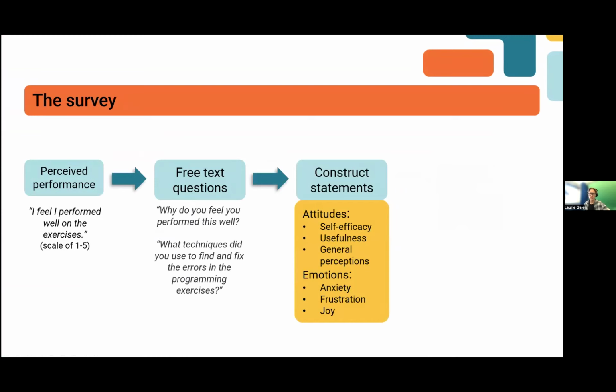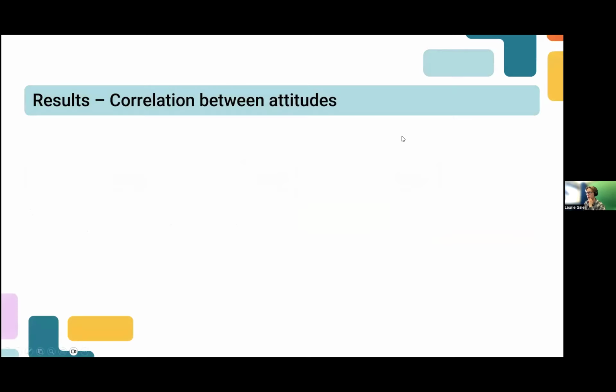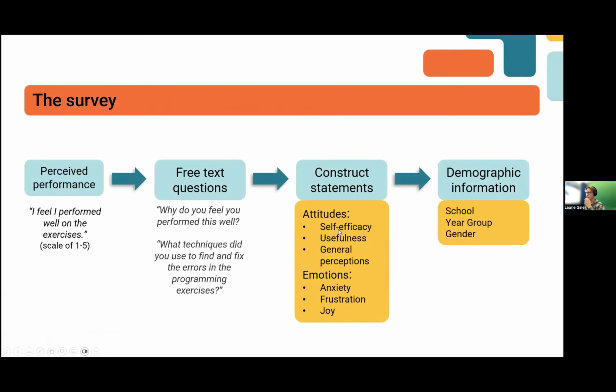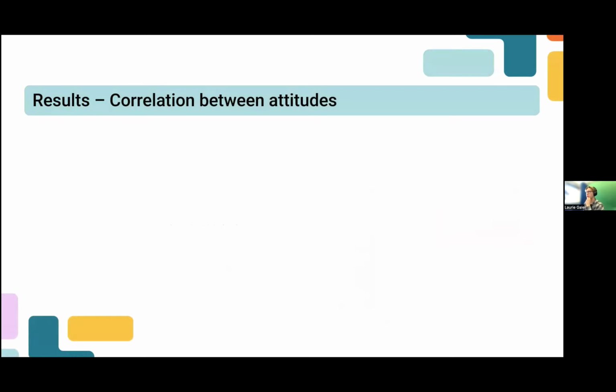And then we wanted to investigate some attitudes and emotions that we found common in the debugging education literature. For each of these attitudes and emotions, we had 2 statements related to them, which were responded to on a 5-point Likert scale. And then students just entered their school year group and gender. The main thing we looked at was the correlation between these attitudes, to investigate how they relate to each other. So I'll report them now. We use Spearman's rank for the correlation, so it gives a value between -1 and 1. The closer the absolute value to 1, the stronger the correlation.